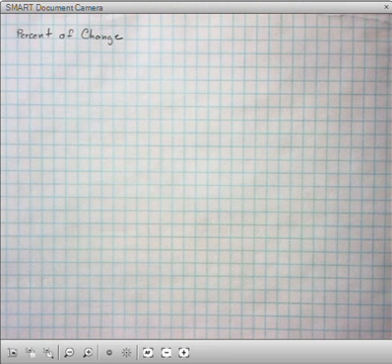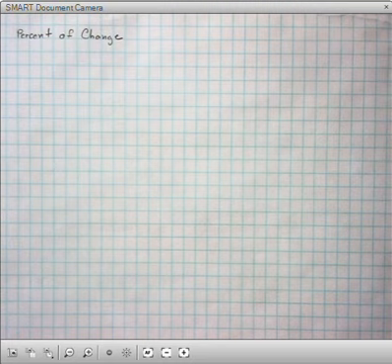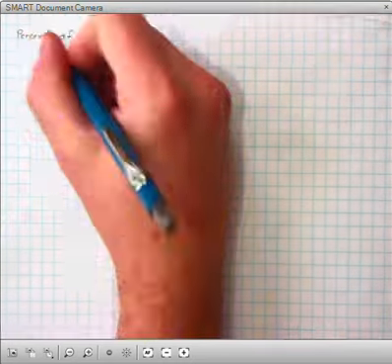Talking about percent of change. It's really, really closely related to what we did yesterday. Yesterday we did the part over the whole, is over of, that percent proportion. The percent of change is found like this.